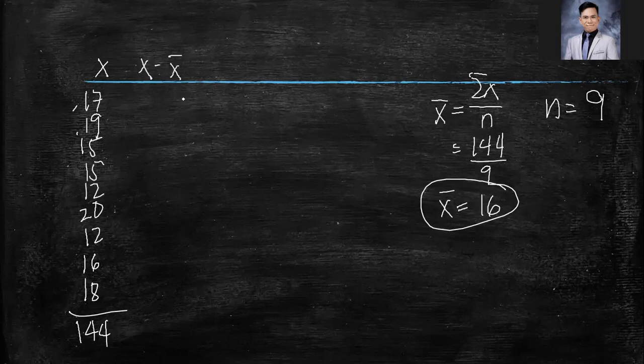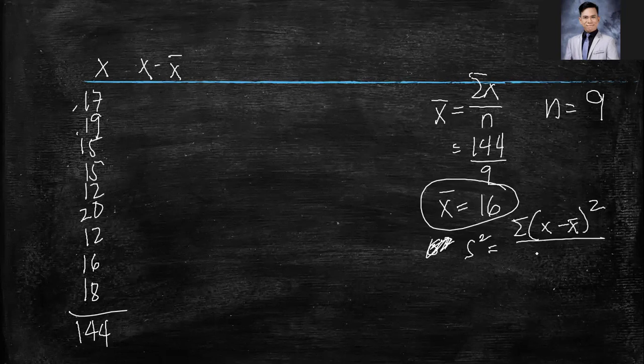O, pwede na natin kunin yung mga formula or yung mga given sa ating variance. So sigma squared, di siya sigma squared, S na siya. S squared, kasi nga sample variance siya, so S na siya. S squared is equal to the summation of x minus the x bar squared over n, dahil sample to class, sample variance, merong minus 1. Sa variance lang merong minus 1.